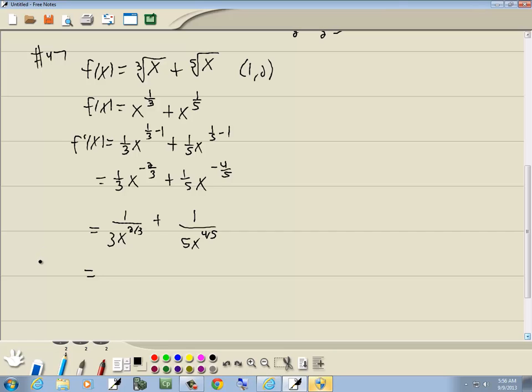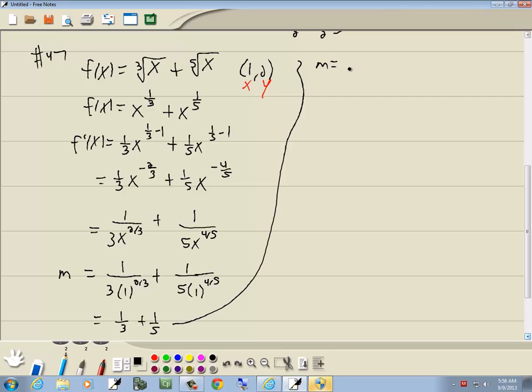Now that's our derivative, so that's step 1. Step 2, change your derivative notation to m and plug in the x part of your point. This would be our x and this would be our y. So we'll plug in 1 for the x. So I got 1 over 3 times 1 to the 2/3 plus 1 over 5 times 1 to the 4/5. Now 1 to any power is 1, so these just become 1/3 plus 1/5.